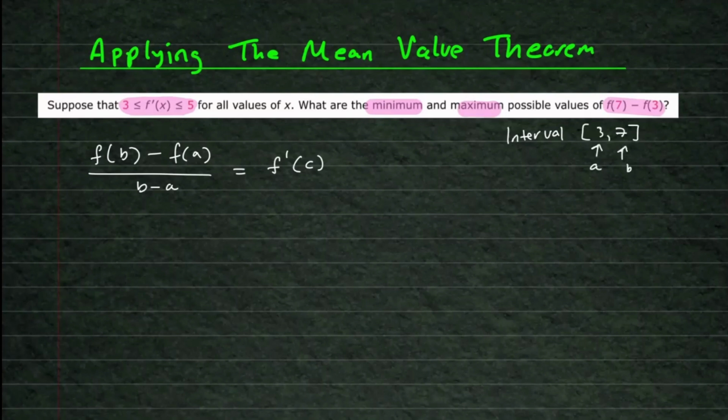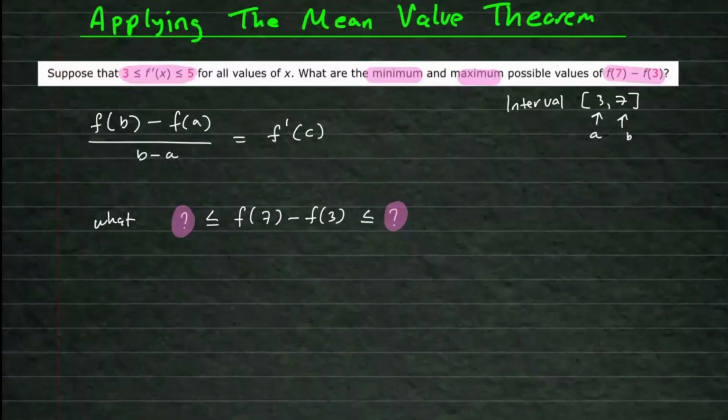Now, we want to know what the bound for this difference is. In other words, we want to know what value is less than or equal to f(7) - f(3), which is less than or equal to some number. So we're trying to figure out the lower bound, that will be the minimum, and the maximum for this difference. So let's go ahead and set up the mean value theorem.